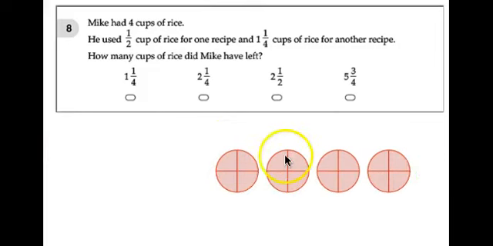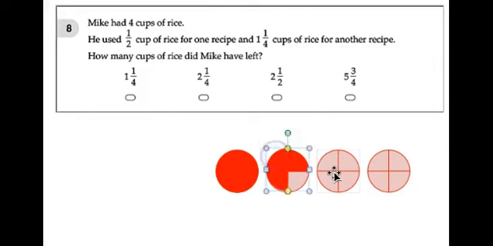Now each circle represents 1 cup of rice, and I've cut each cup or circle into quarters because we have quarters here and we have halves there. So if he uses half a cup of rice for one recipe and 1 1/4 for another, I'm going to do the 1 1/4 first. So there's my 1 cup used and my quarter. That's also used, so 1 1/4 cups for one recipe, and we use half a cup for another, so I'm just going to take out half a cup here. So it appears that I've got 1 full cup, 2 full cups, and 1/4 left. So that's 2 1/4 cups of rice left.